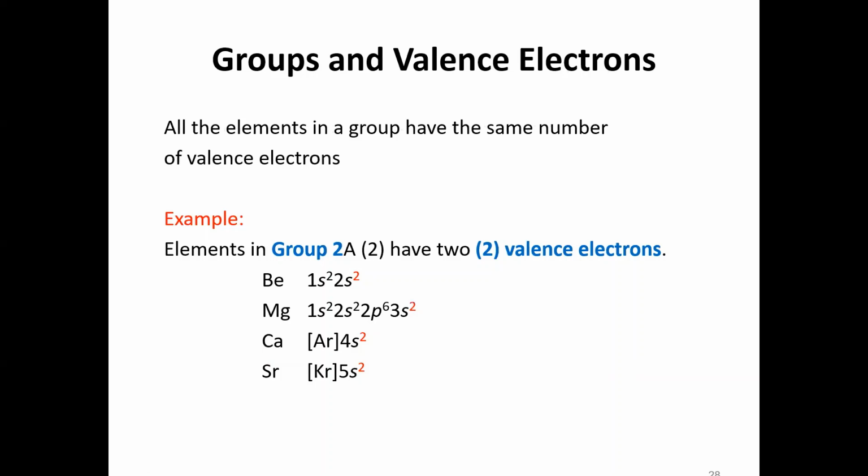So all the elements, okay, that are in the same group, so that same vertical column, have the same number of outer electrons. So if we look at elements in group 2, okay, 2A or group 2, they all have 2 valence electrons. So this includes beryllium, magnesium, calcium, strontium, they all have 2.